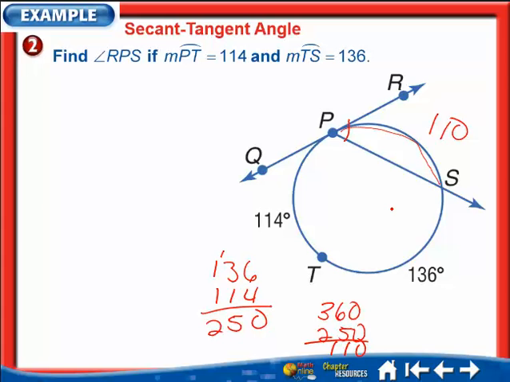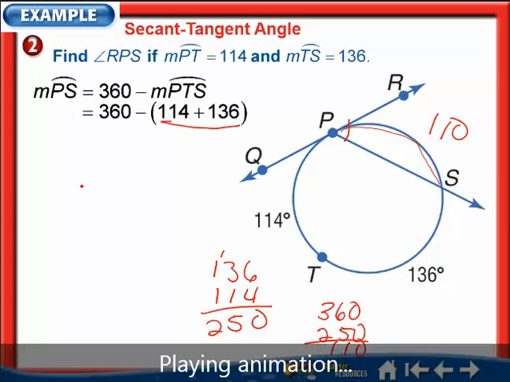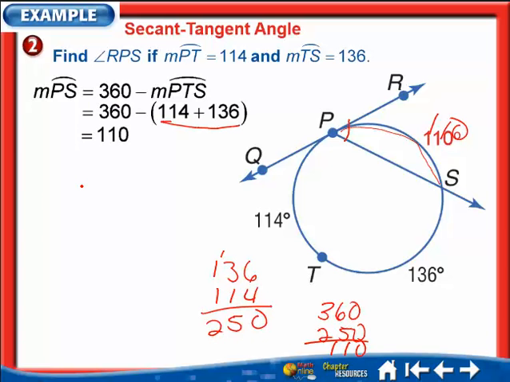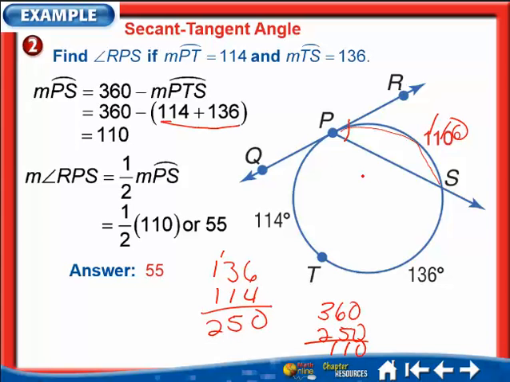Okay, so here it is nice and neat. We added the two together that we know right here, and we're going to subtract those from the whole circle, which is 360. So we get 110. Now we know that the angle that we're looking for right here is going to be half of this arc. So if the arc is 110, it's going to be half of that, 110, or 55.